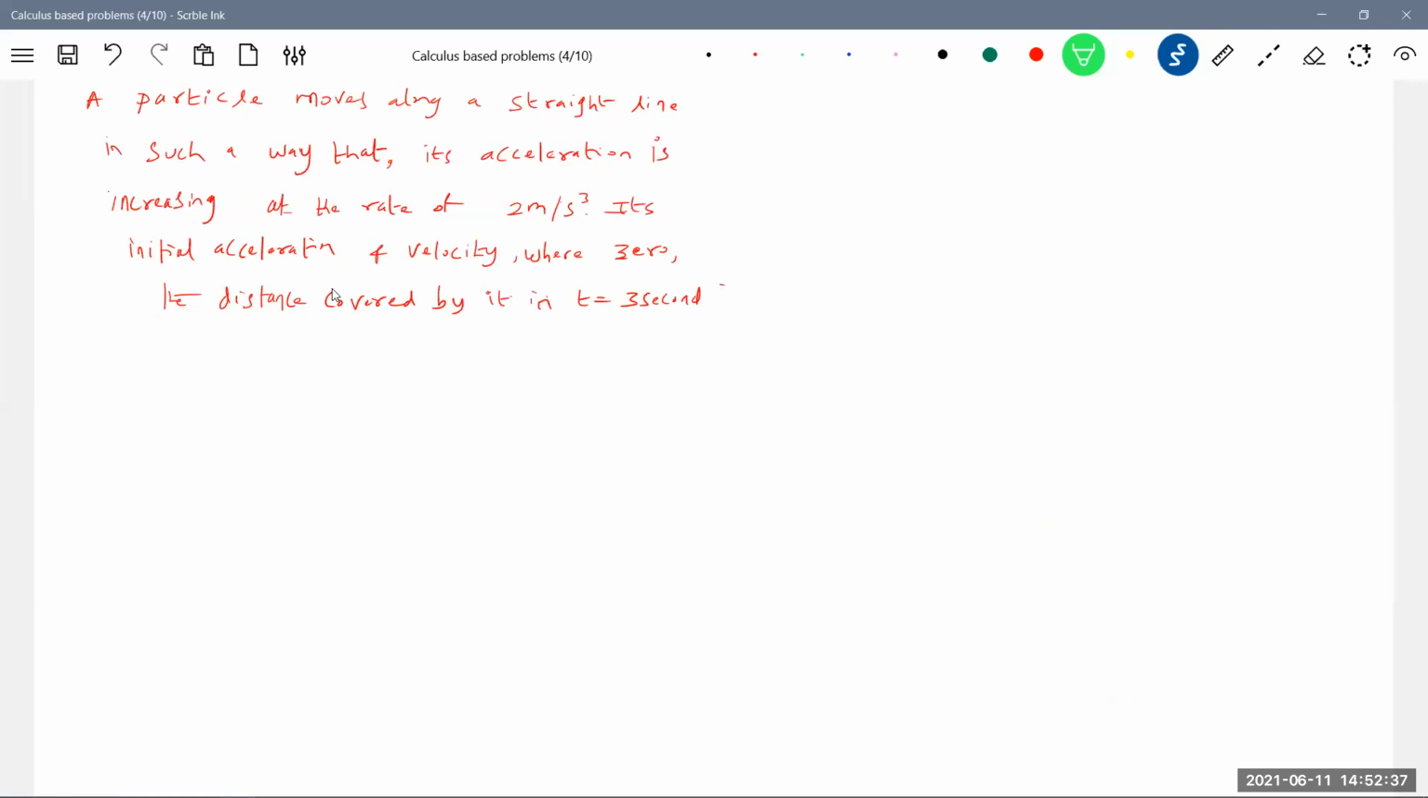Now read the question. A particle moves along a straight line in such a way that its acceleration is increasing at a rate of 2 meters per second cube. Its initial acceleration and velocity were 0. Find the distance covered by it in t equal to 3 seconds. Look at the sentence. Intentionally, this is brought here: its acceleration.